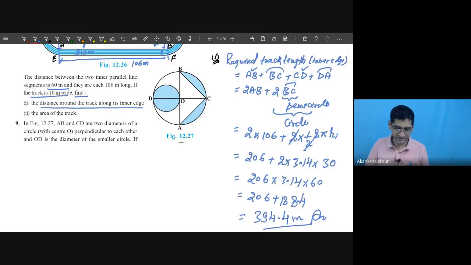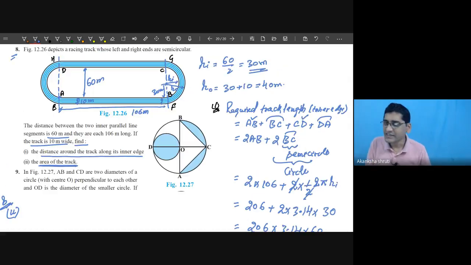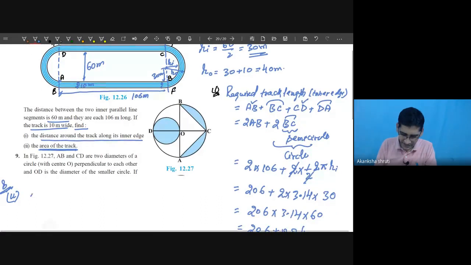They are not difficult. Find the area of the track. Student, how to get the area of the track? Second part of question number 8 we are solving. Area of track, how can we get? Area of outer rectangle minus area of inner rectangle plus, observe, at the two ends there are 2 semicircles. Combining them, they can give a single circle.